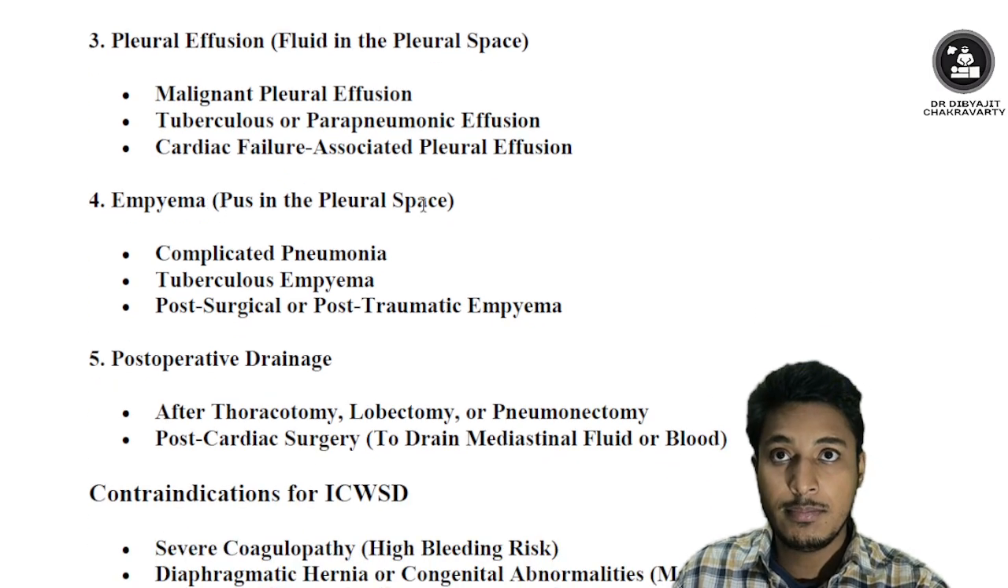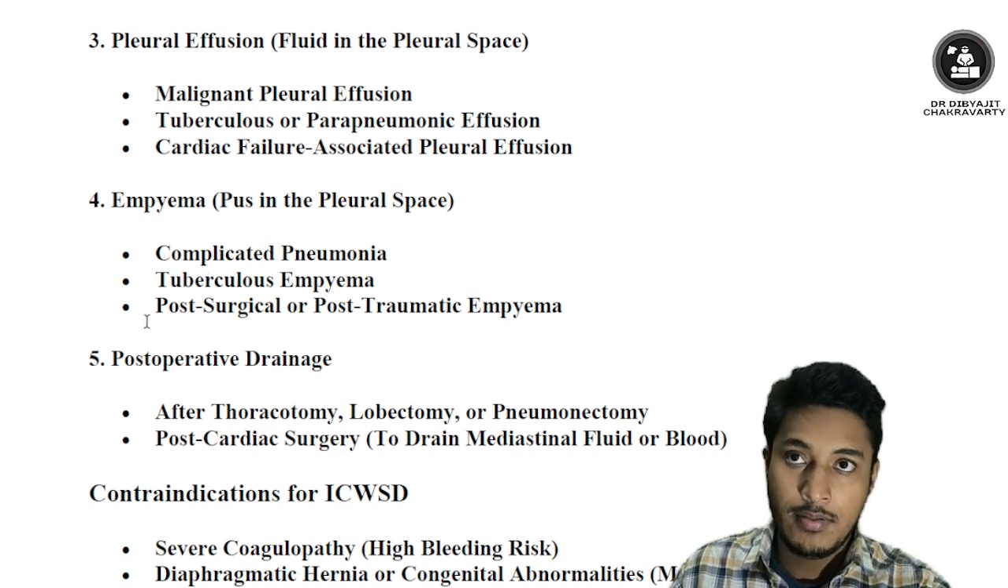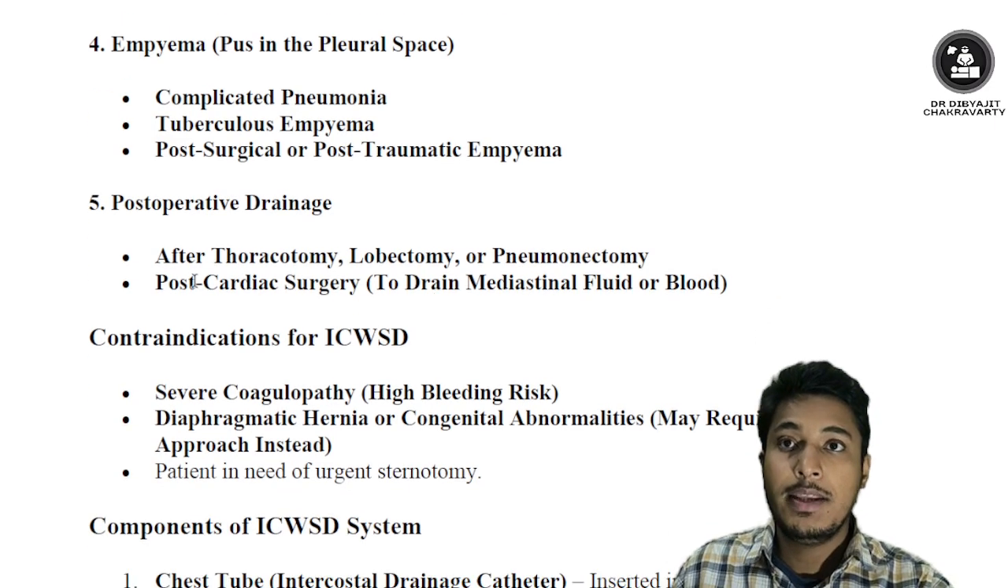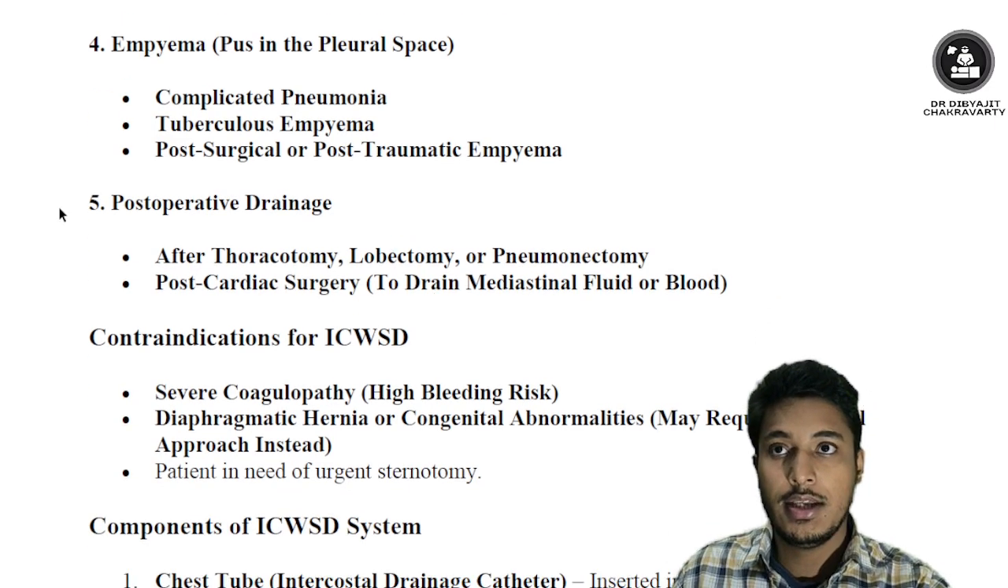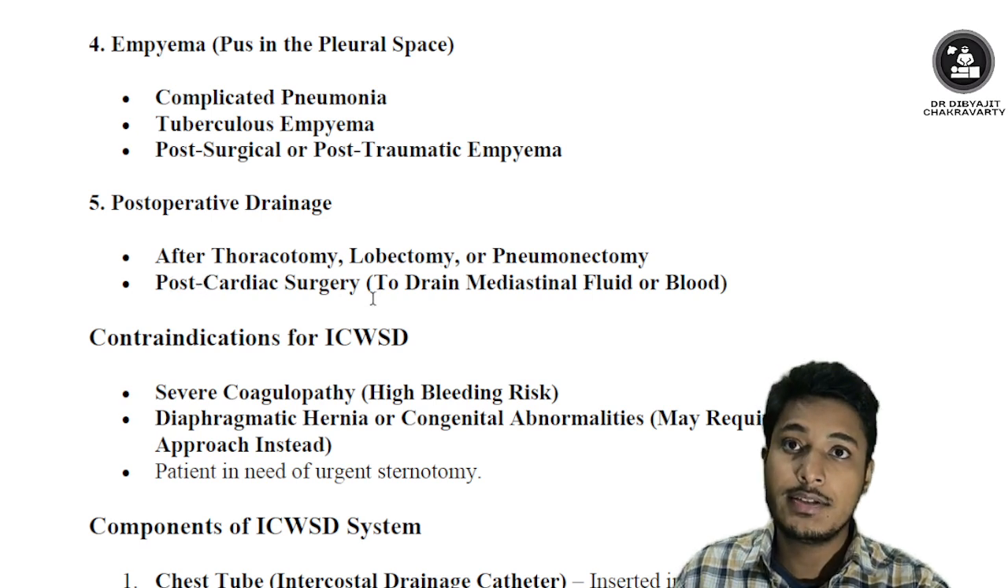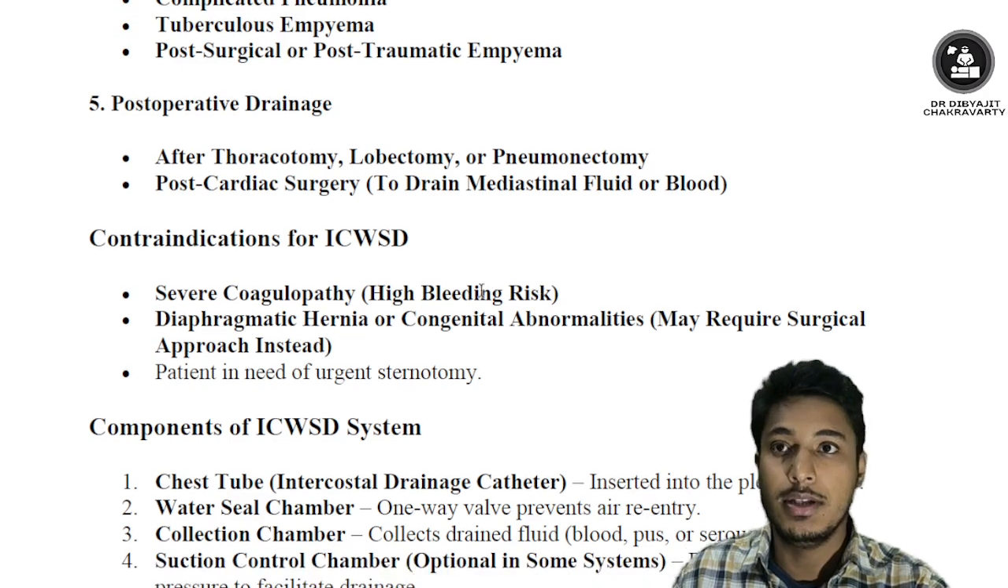Whenever there is pus in the pleural space, it is known as empyema. It may be complicated pneumonia, tuberculosis empyema, post-surgical or post-traumatic empyema. Sometimes we place the intercostal water seal drain as a part of post-operative drainage, that is after thoracotomy, lobectomy, pneumonectomy, or sometimes post-cardiac surgery to drain the mediastinal fluid or blood.